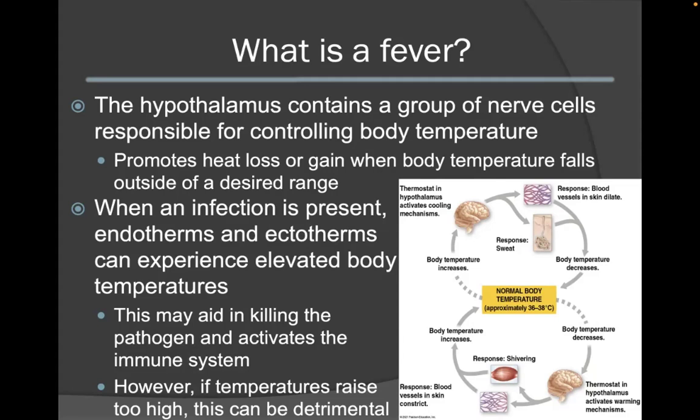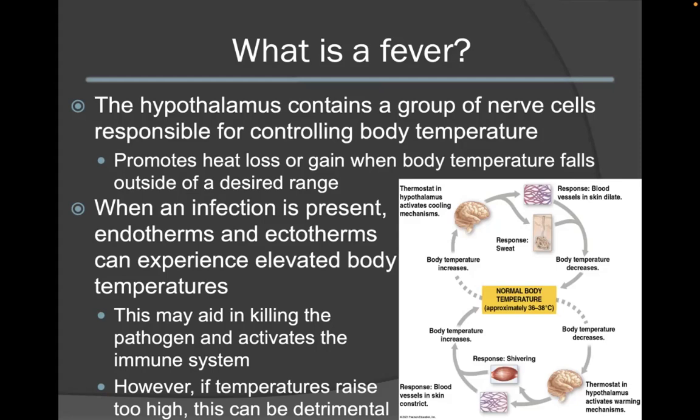Recent research has suggested that this may actually aid in killing the pathogen. It also helps in activating or increasing the immune response. However, if temperatures rise too high, this can be detrimental as proteins and enzymes will begin to break down.